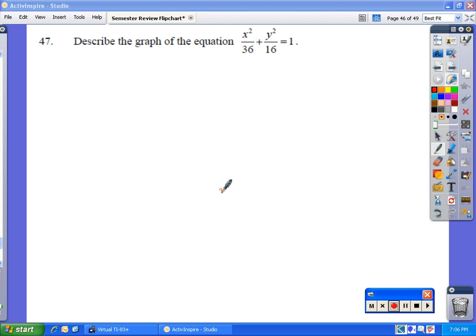Number 47 asks us to describe the graph of the equation x squared divided by 36 plus y squared divided by 16 is equal to 1. We know that this is the graph of an ellipse. Our ellipse is centered at the origin, or at (0, 0).